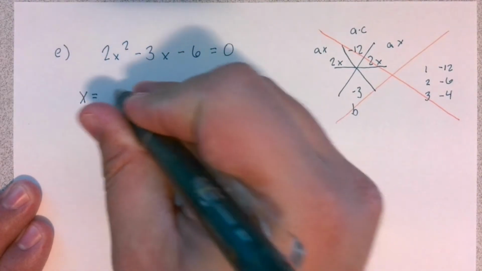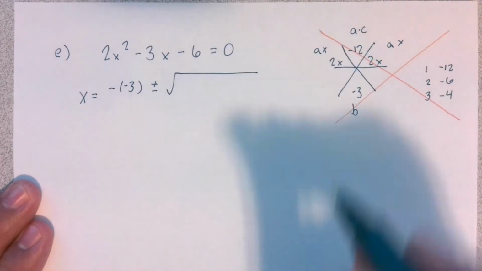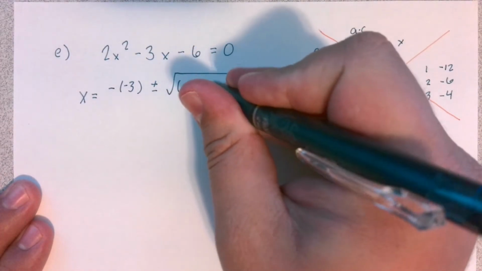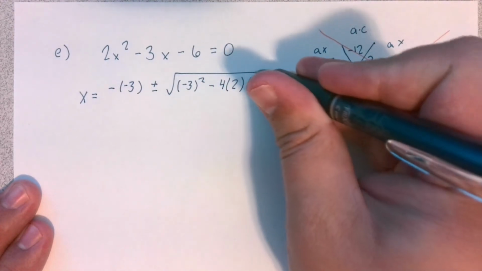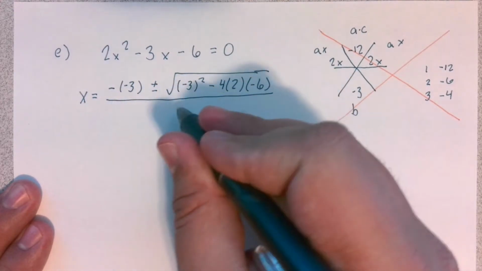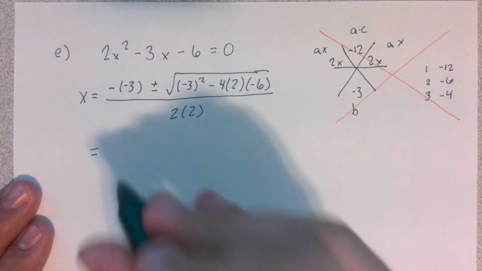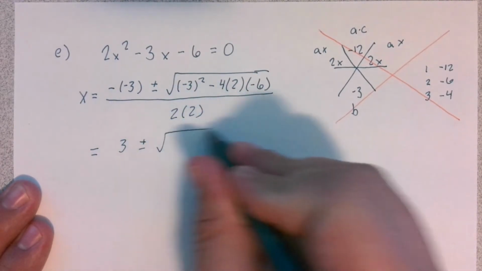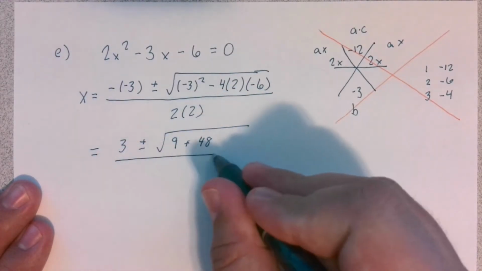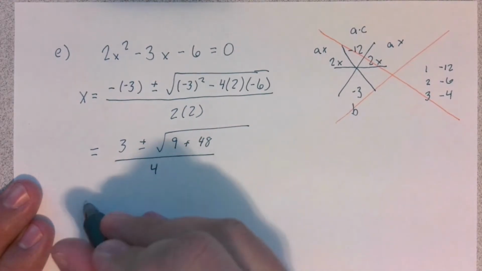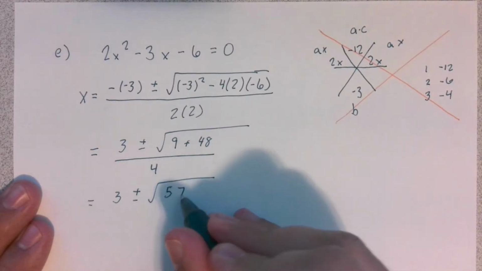So x equals negative 3 plus or minus the square root of negative 3 squared minus 4 times 2 times negative 6, all over 2 times 2. So this will equal 3 plus or minus the square root of 9 plus 48, all over 4. That'll equal 3 plus or minus the square root of 57 over 4.